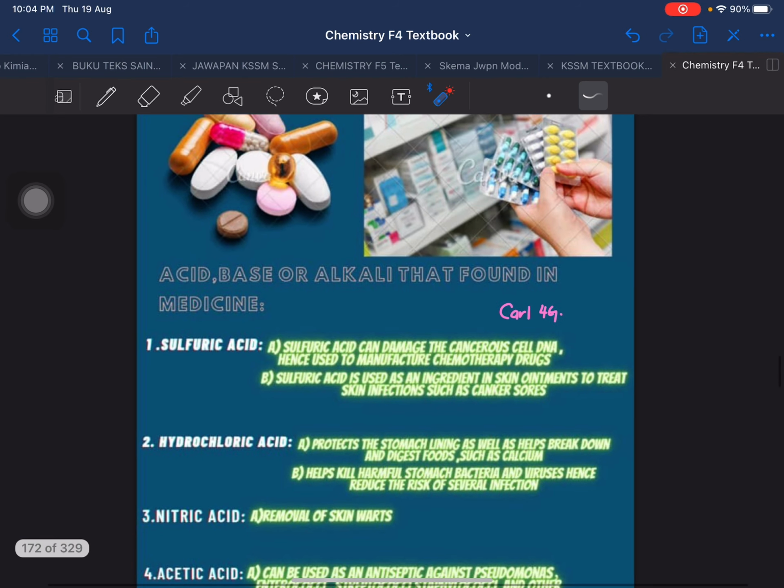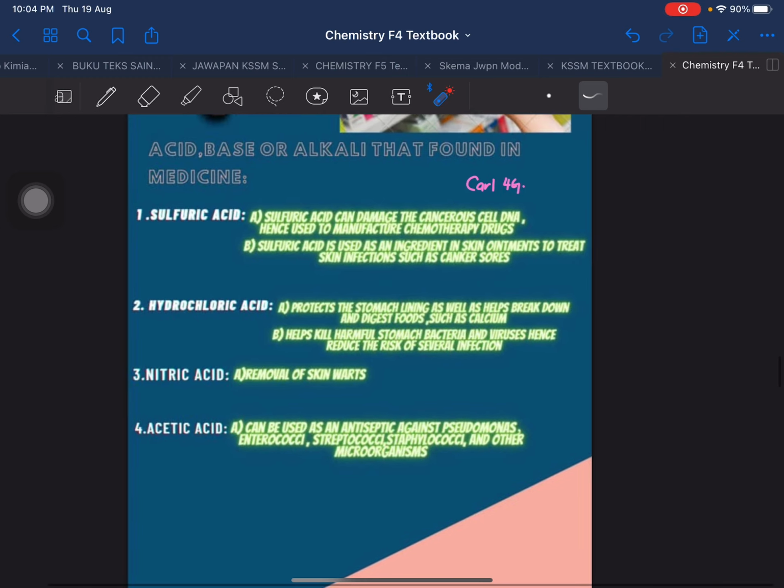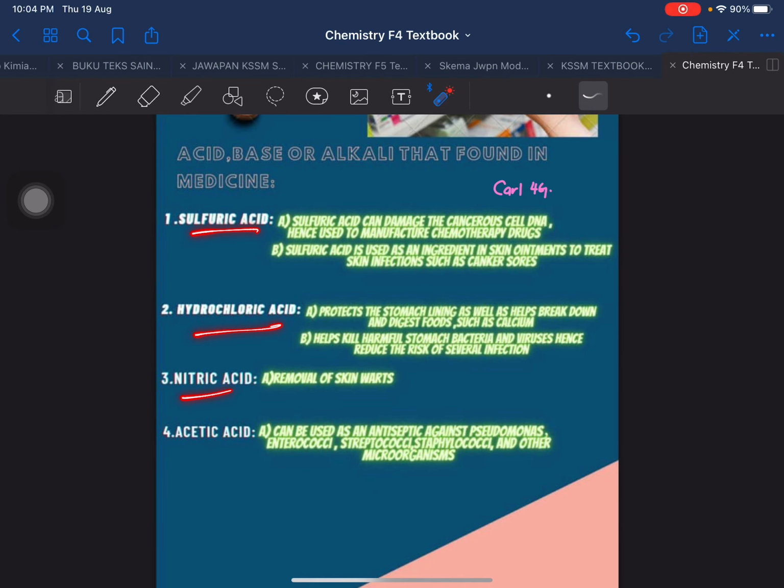So let us look at the poster created by Carl. Carl created a poster about acid, base or alkali that is found in medicine. Okay, dalam bidang perubatan. Look at this here. There are 4 types of acid shared by Carl.